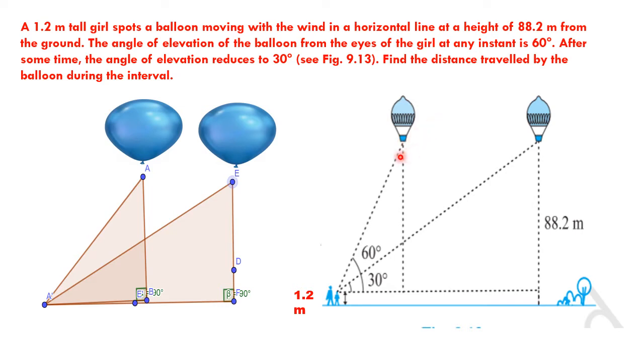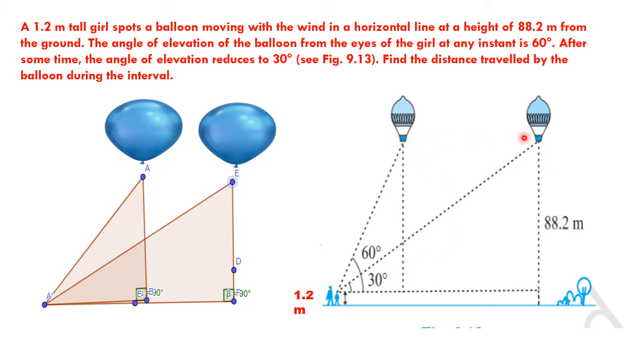This time, in this position, the balloon is nearer to the girl. Hence, the angle of elevation is 60 degree. But as the balloon is moving far, its angle of elevation will get reduced. Whenever an object moves far from the eyes, the angle of elevation gets reduced. So, in the second position, the angle of elevation is only 30 degree. To find the distance traveled by the balloon during this interval.